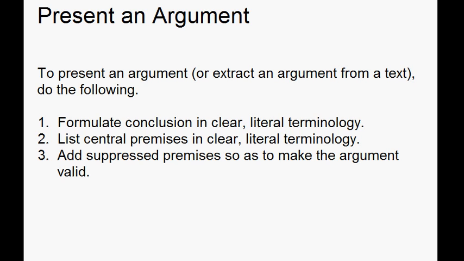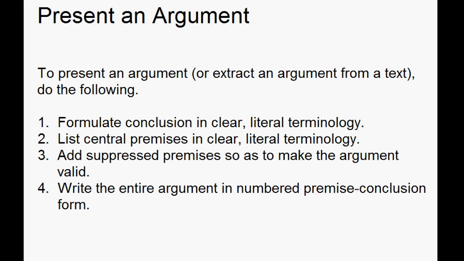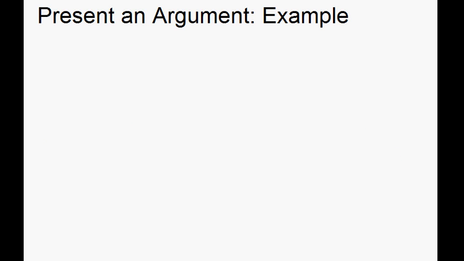Now, oftentimes authors will state some of the reasons for the conclusion, but they won't state all of them explicitly. But it's a good idea to get into the habit of adding all of those suppressed premises. And then once you have all of that, write it out nice and neatly in numbered premise form, like the argument you saw a little bit ago. And we can just do a sample here real quick.